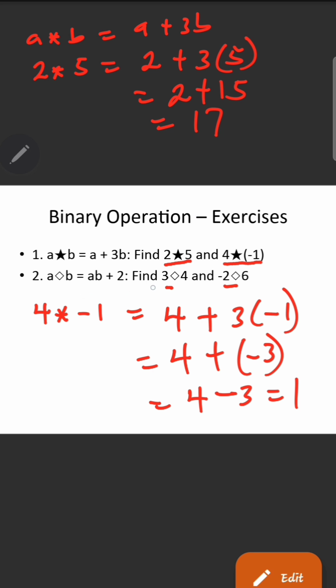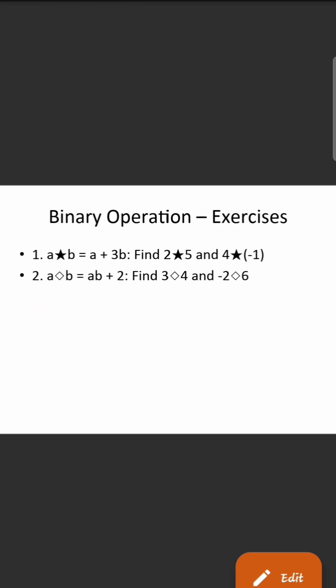So we are going to do this number 2 for me. Complete. So the operation we are given here is A operation B. It is defined as AB plus 2. So we are just to find 3 operation 4 and minus 2 operation 6. This is the definition we are given. A operation B is AB plus 2.